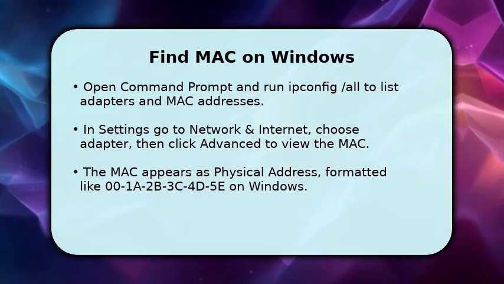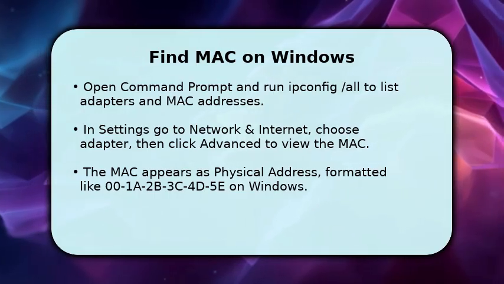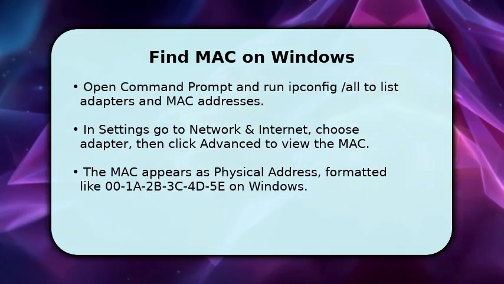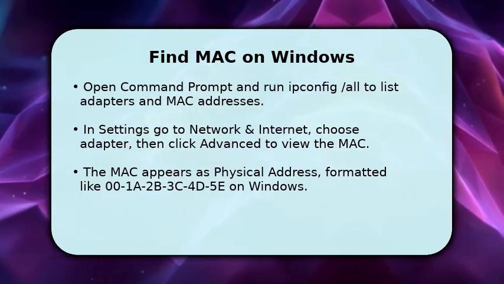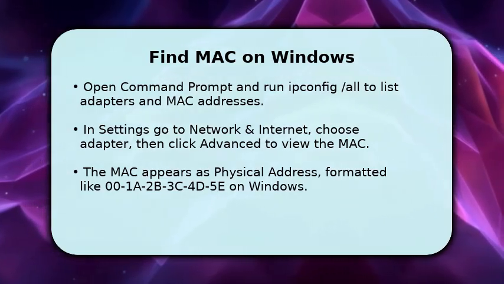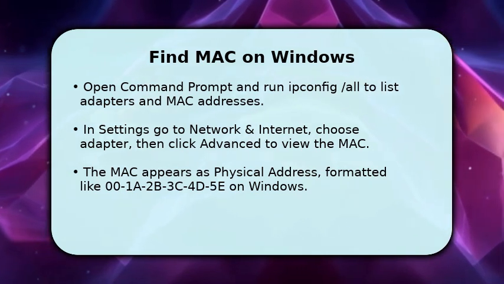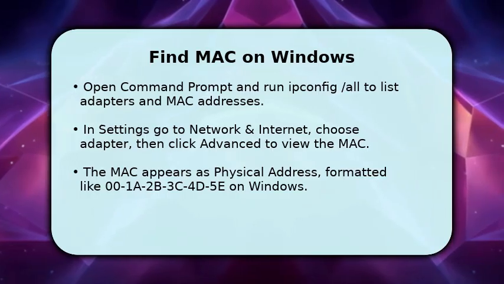Alternatively, open Settings, go to Network and Internet, choose your adapter, then click Advanced Options to view the MAC labeled as physical address. The MAC appears formatted like 00-1A-2B-3C-4D-5E on Windows. You can copy that string to set a DHCP reservation, or to add the device to router access control lists for filtering or monitoring.